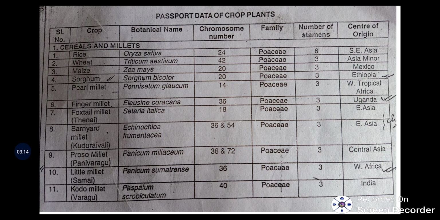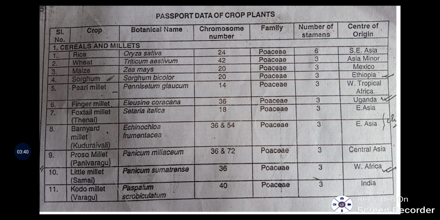Barnyard millet, that is Echinochloa frumentacea, has different chromosome numbers, 36 and 54. This is also originated in Eastern Asia. Then proso millet, Panicum miliaceum, has chromosome numbers 36 and 72, which is in different ploidy levels. Central Asia is the origin.